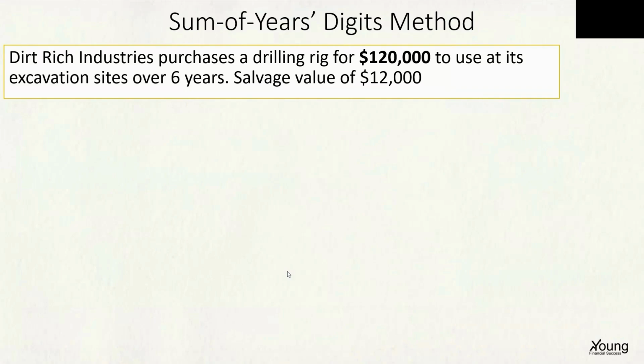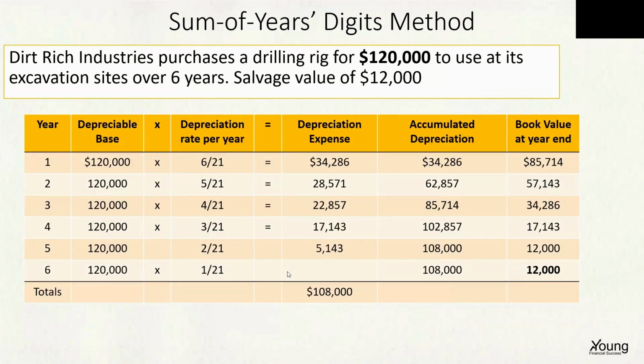All right. So another accelerated method. This one is really interesting. Okay, so sum of years digits. So stick with me on this one, okay? So we're going to use the chart again. Notice we are using the same depreciable base for the whole time. We're going to use the full 120,000. But we do something a little odd with sum of years digits.